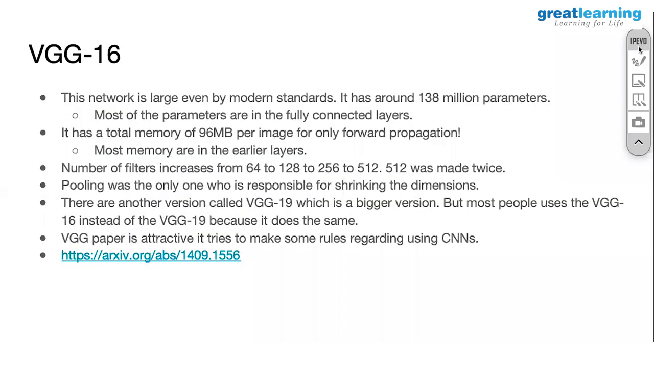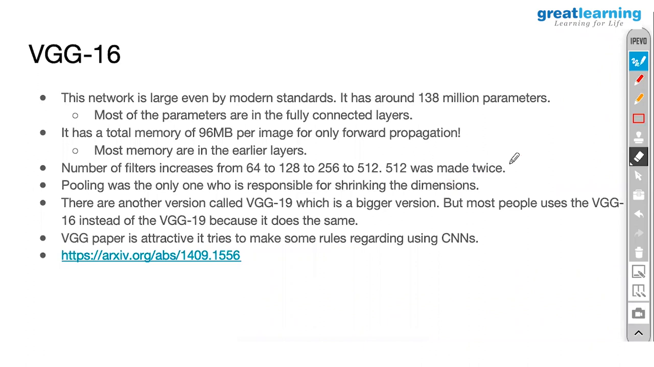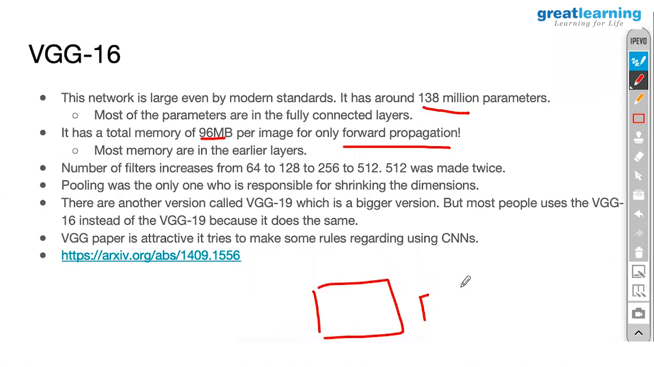Some of the important things: from 60 million, now we are jumping to 138 million parameters. Yes. It holds a total memory of 96 MB per image for only forward propagation. Most of the memory is in the earlier layers. So if you just observe, you have two things, one is your convolutional network and one is your FCNN. So we can say that most of the memory goes away here. This is the heavy part, this is the lighter part.